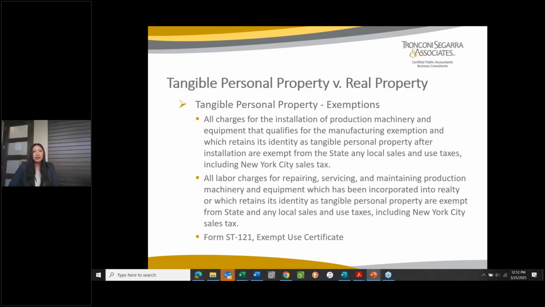As a contractor, it's not your job to police whether the equipment does or doesn't qualify for the exemption, but what you would do to substantiate is you would collect Form ST-121 exempt use certificate from your customer, and that is them certifying to you that the equipment qualifies for the exemption.